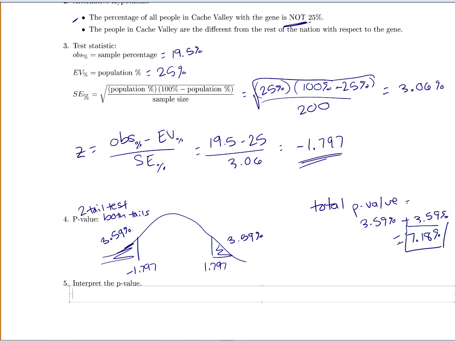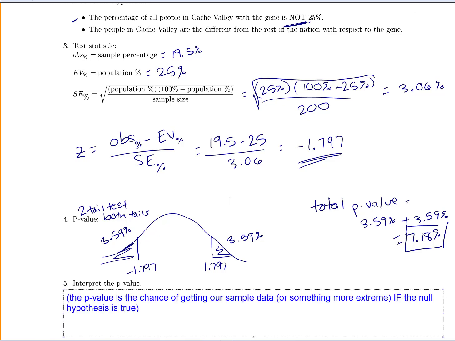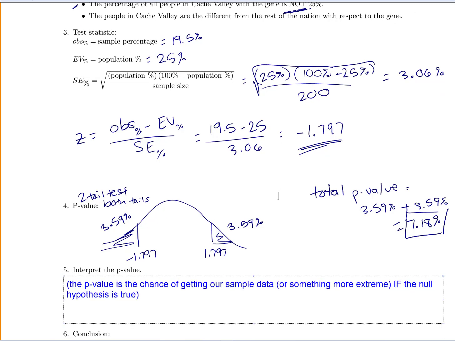So let's interpret the p-value. The p-value is the chance of getting your sample data if the null hypothesis is true. So let's write that down just to remind ourselves. Again, general definition: the p-value is the chance of getting the sample data that we got, or something more extreme, like something even farther out in the tails, if the null hypothesis is true.